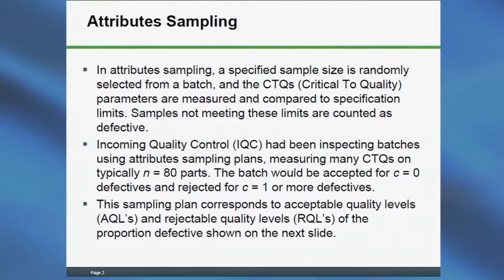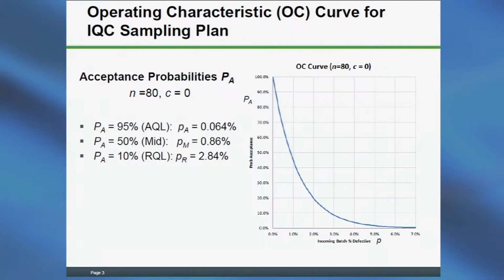If you take a look at generating what we call an operating characteristic curve based on a sample size of 80 and an acceptance number of 0, you end up with a curve that looks like this over here. And this is called an operating characteristic curve. The bottom axis is basically the incoming percent defective in that sample. The vertical axis is the probability of accepting the product.